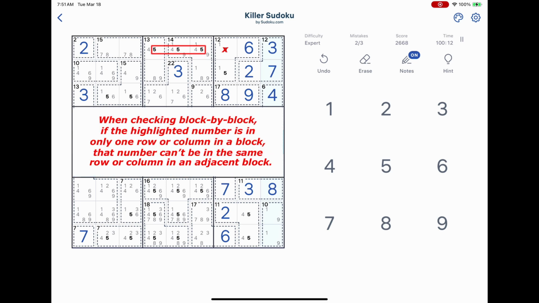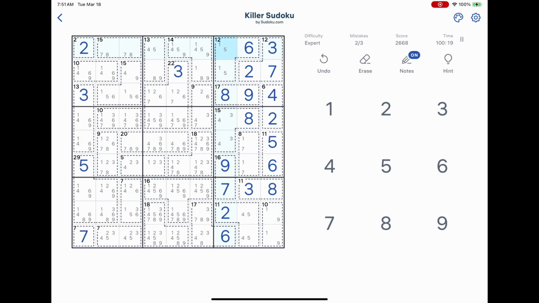So that's the second case we're looking for. When checking block by block, if the highlighted number is in only one row or column in a block, that number can't be in the same row or column in an adjacent block. Block 3.